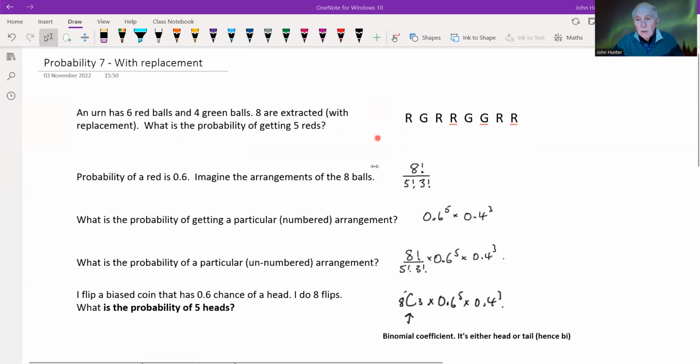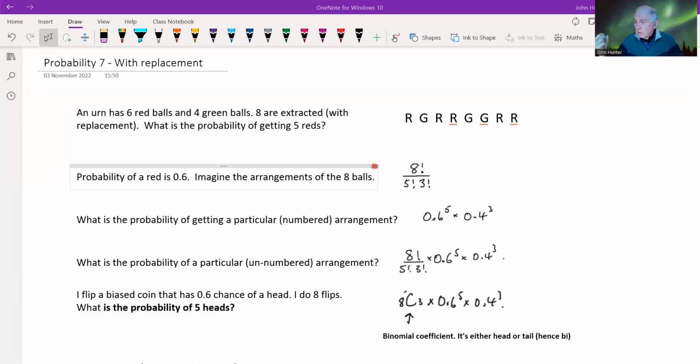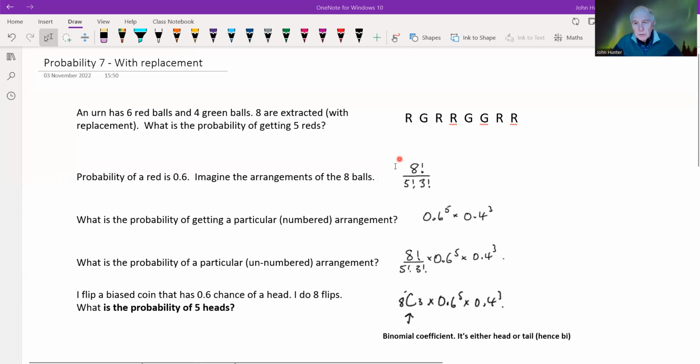So we're going to draw it out, and we've got a red. Then we put it back, pull another one out, and that's a green. Then we put it back, pull another one out. That's a red. Put that back. Do another one. That might be the actual same red, but it doesn't matter to us. It's just a red, and so on. Then we go through the process and extract 8, and we've got a result like this.